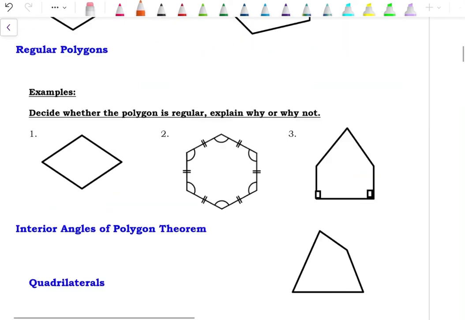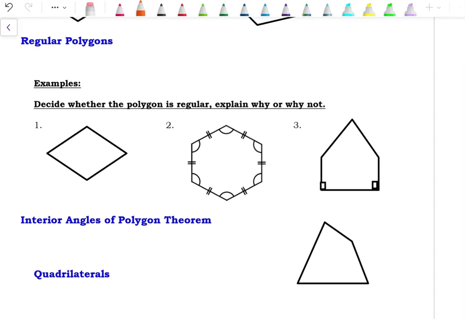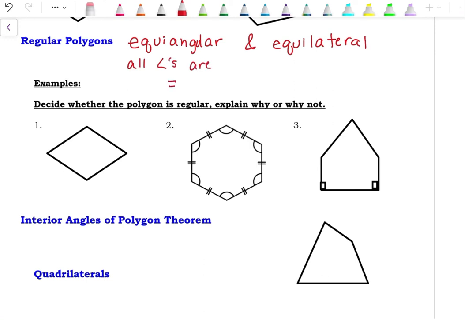No dips. Then we have regular polygons. Regular polygons are going to be equiangular and equilateral. I've spelled equiangular wrong. Okay. Equiangular means all angles are equal. And equilateral means all sides are equal. Those are the same definitions as they were with triangles. Now we're just applying it to shapes with more sides. All the same things though.